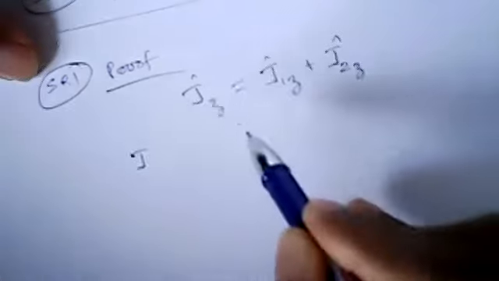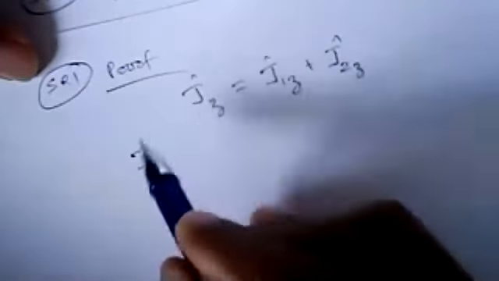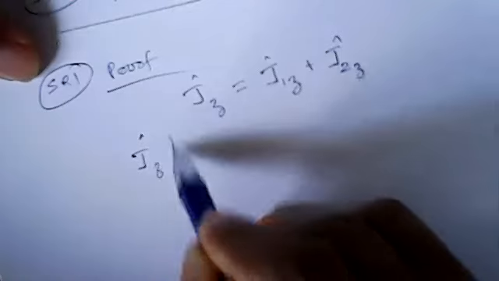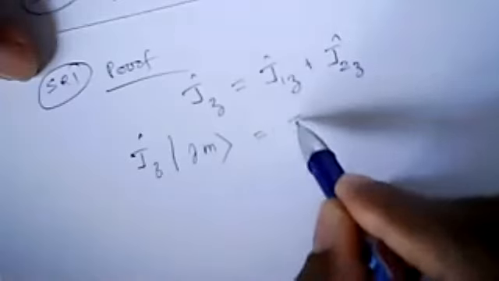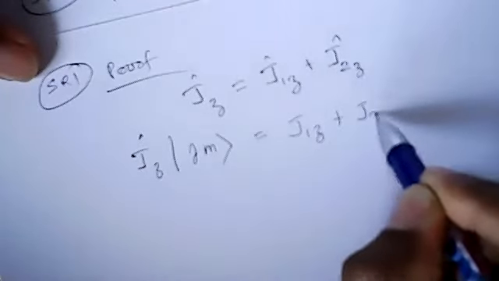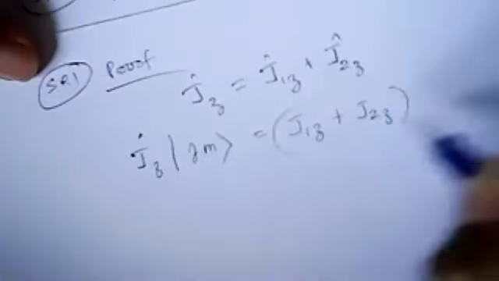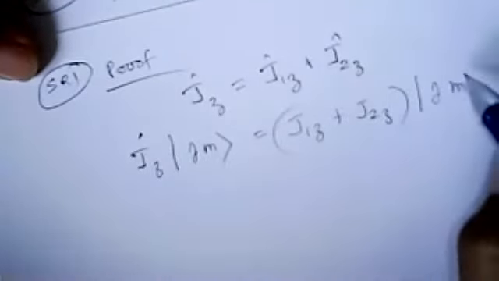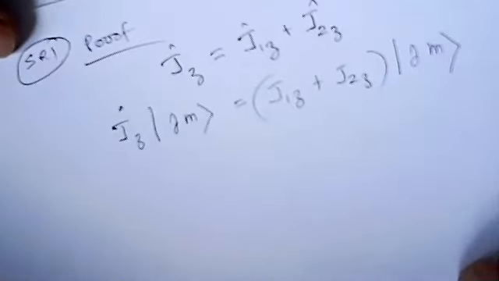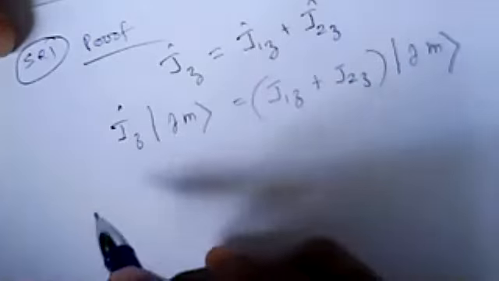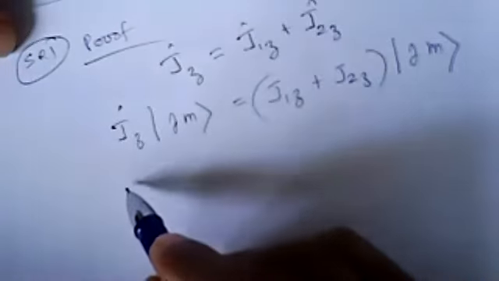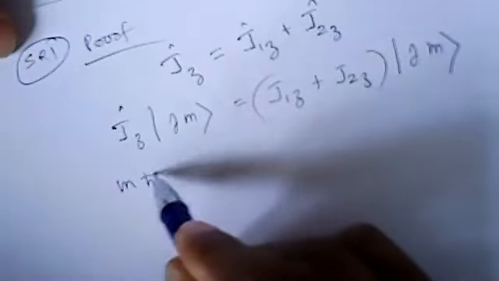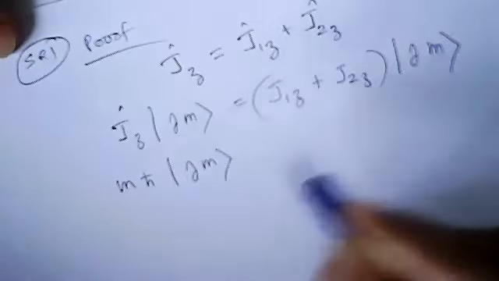So put ket Jm on the right side. Jz acting on ket J1, J2, Jm equals J1Z plus J2Z acting on ket Jm. Now let these operators act. What is the result of Jz acting on Jm? The eigenvalue equation gives M h cross ket Jm.